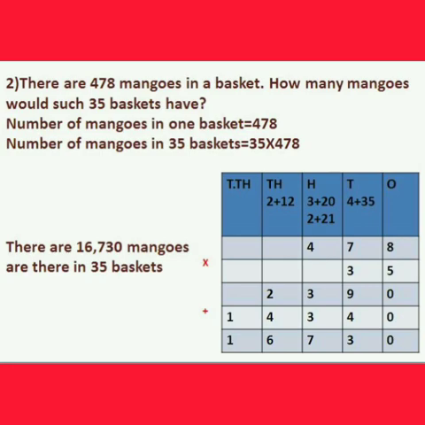For one basket there are 478 mangoes. So in 35 baskets there are 16,730 mangoes. Here they are giving the value for one thing and asking for many. This is definitely a multiplication problem, because the value of one thing is given and they are asking for many. Absolutely, it is multiplication.